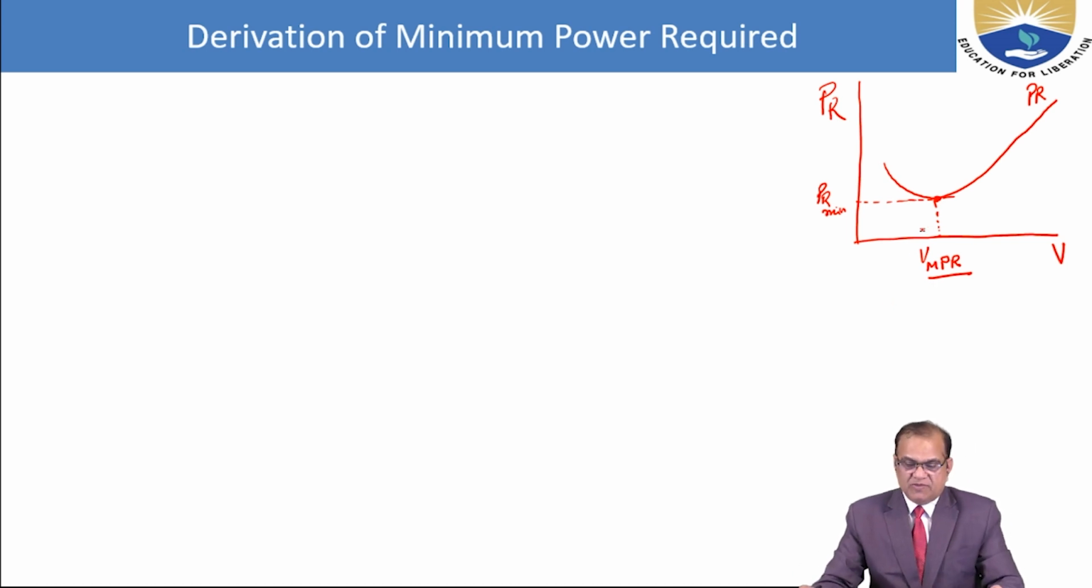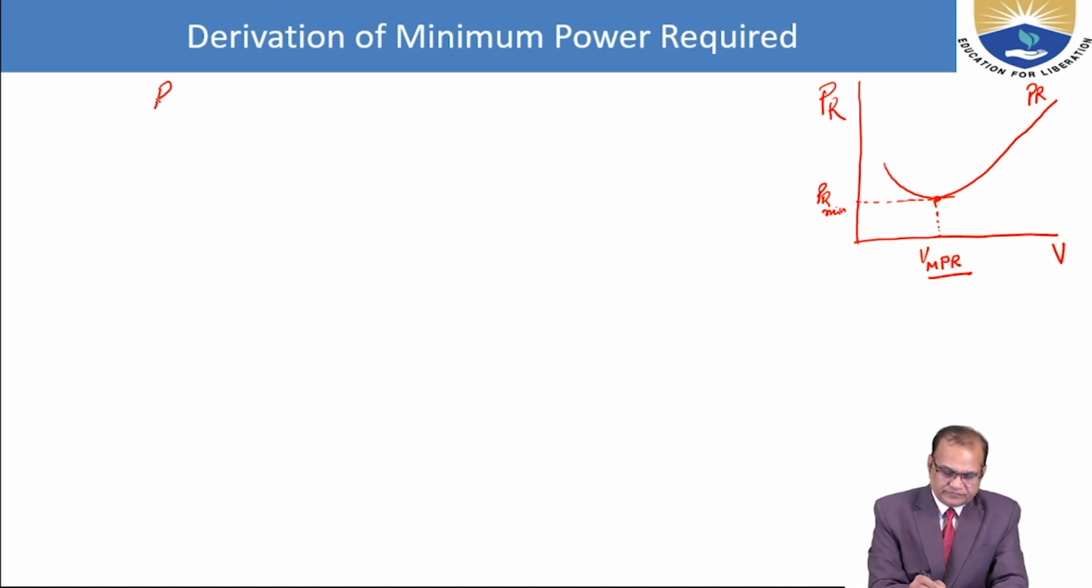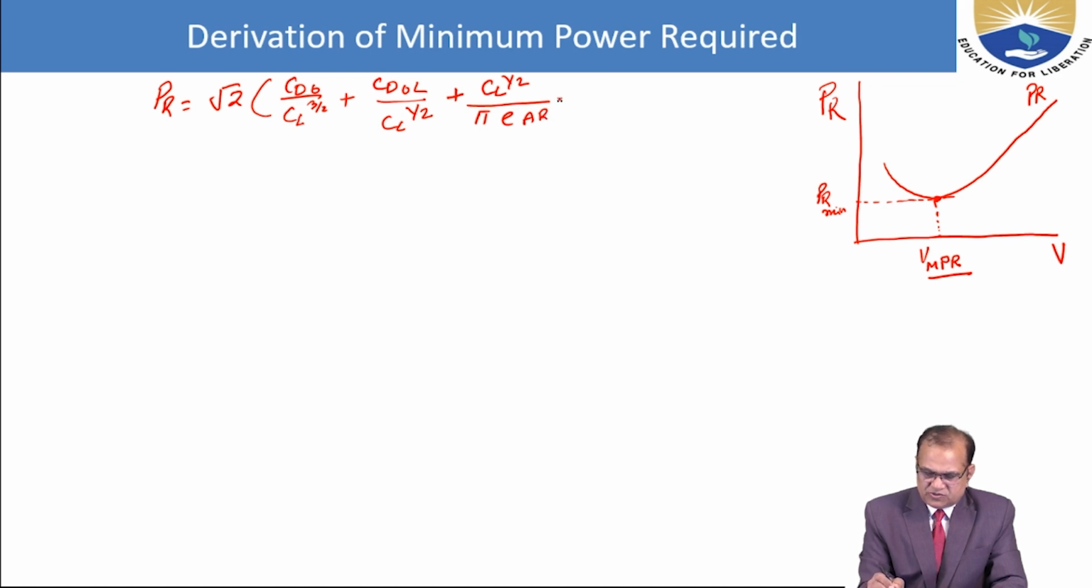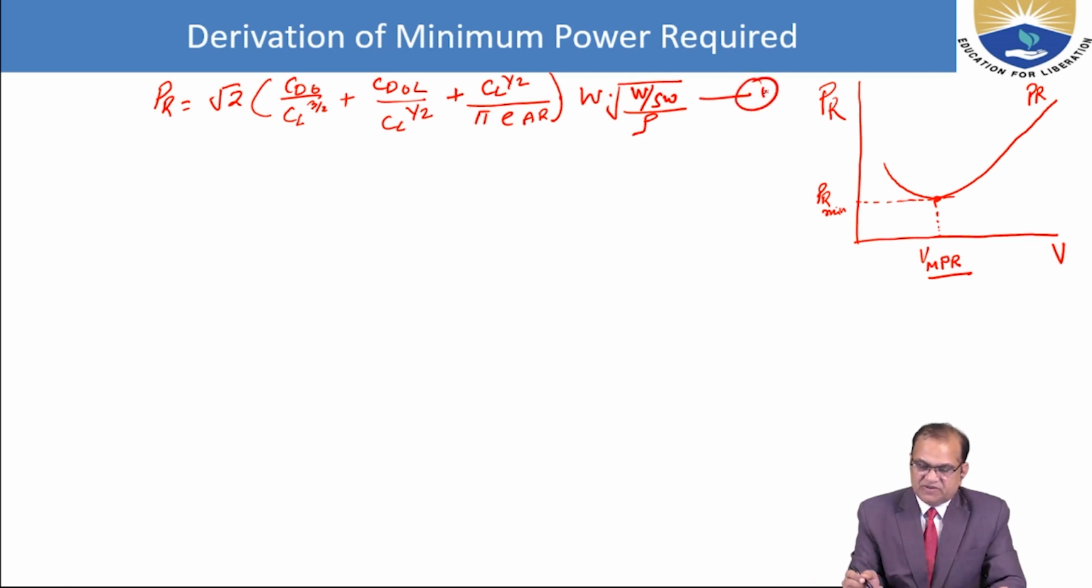So these things I am going to derive here, and then you will see that we have already seen that power required PR is equal to under root 2 CD naught by CL to the power 3 by 2 plus CD naught CL to the power 1 by 2 plus CL to the power 1 by 2 divided by pi e aspect ratio, into W into W by S divided by rho. So this equation we have already derived in my previous class.